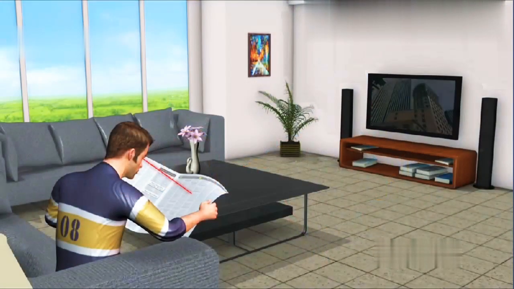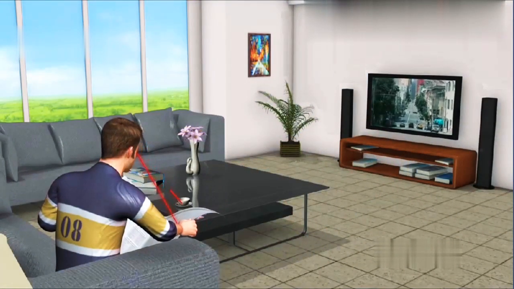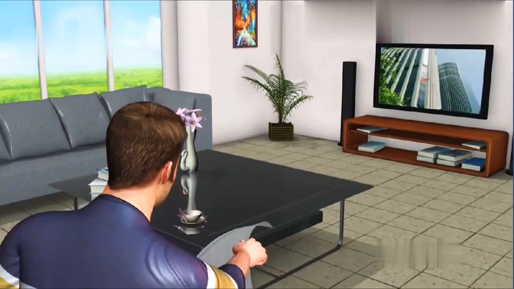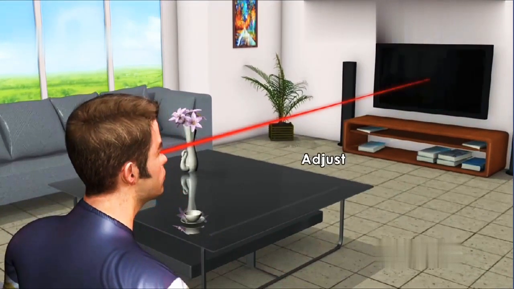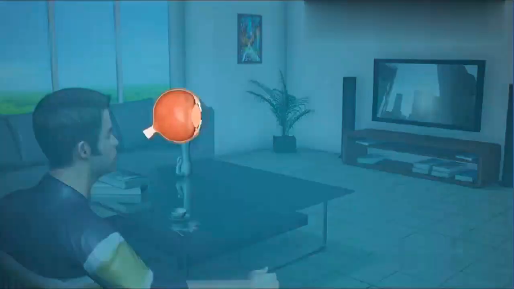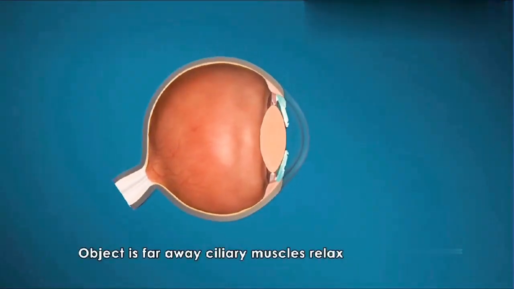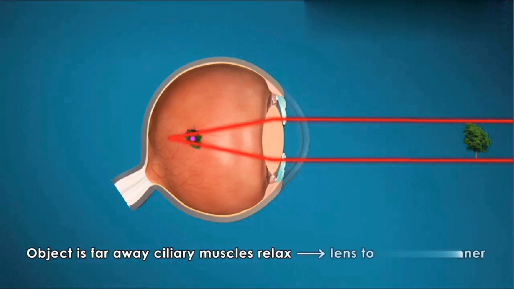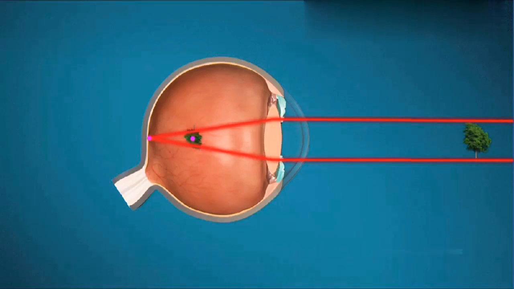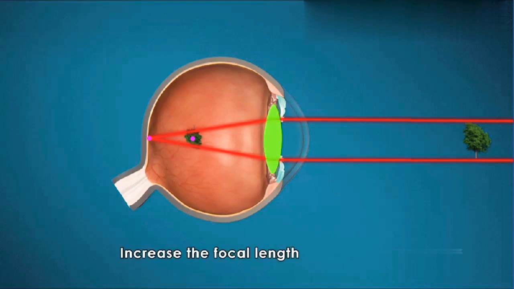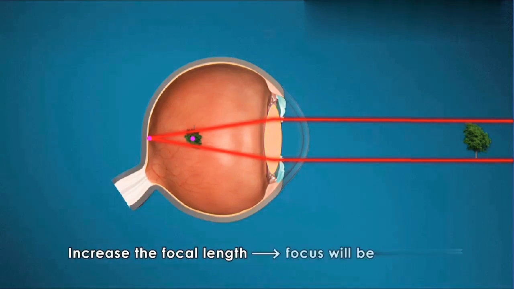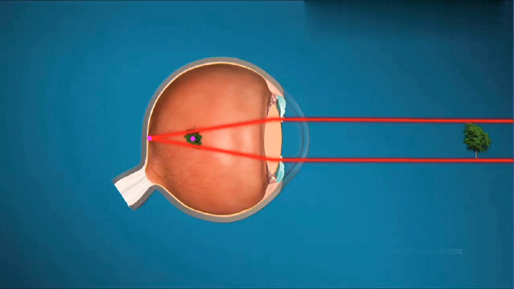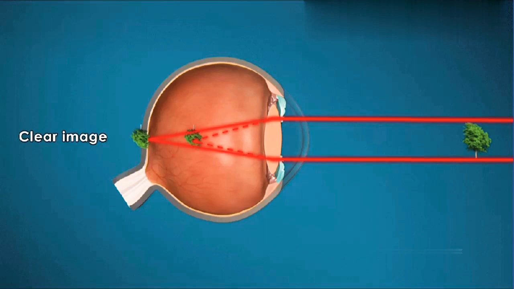But what happens when distances between the eye and the object vary? Your eye can actually adjust its lens according to an object's distance. When the object is far away, the ciliary muscles will relax, causing the lens to become thinner. This thinning of the lens will increase the focal length, and the focus will be on the retina. This allows a clear image of the object to form on the retina.